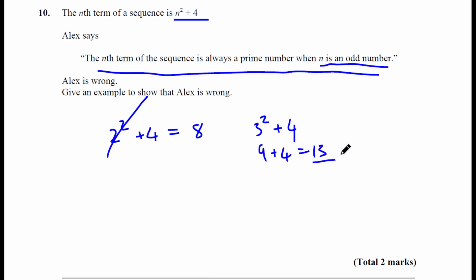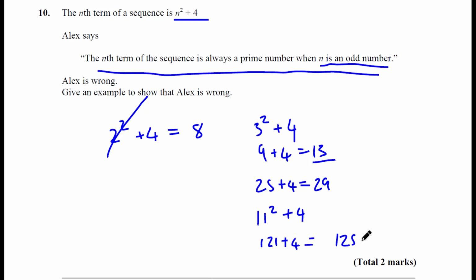Now that is prime. Now I can do 5 squared in my head. 25 add 4 equals 29. That's prime. But just try a few more. And an example is 11 squared plus 4, because I know 11 squared is going to give me 121. Add 4 equals 125, which is not prime. That's your 36 marks. That's your grade 6 achieved.